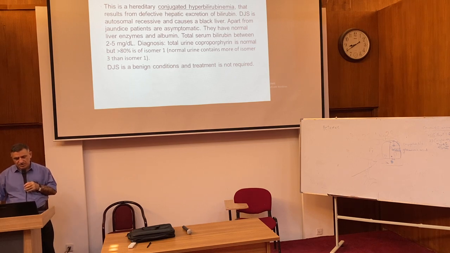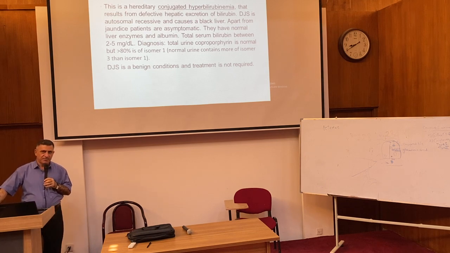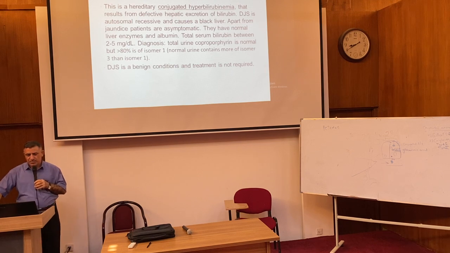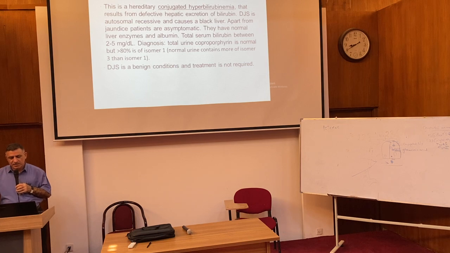Apart from jaundice, patients are asymptomatic. They have normal liver enzymes and albumin. Total serum bilirubin is between 2 to 5, and not very high. Diagnosis is by urine coproporphyrin: the total is normal, but more than 80% is isomer 1, coproporphyrin 1. Normal urine contains more of isomer 3 than isomer 1.